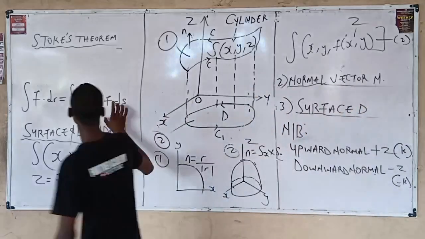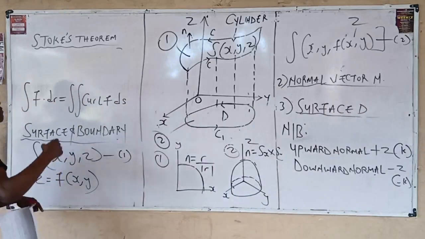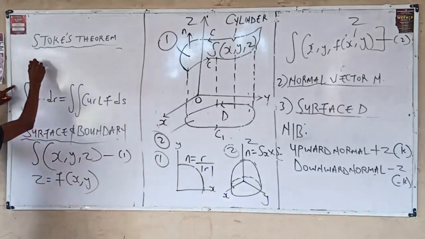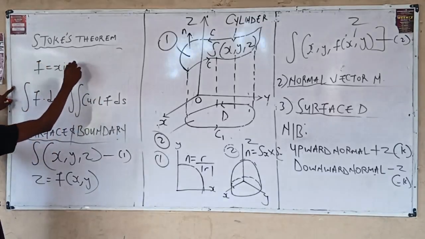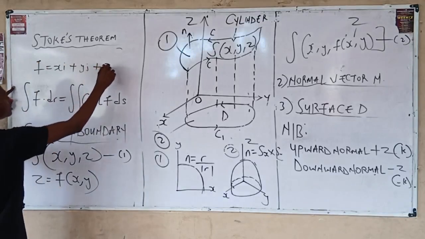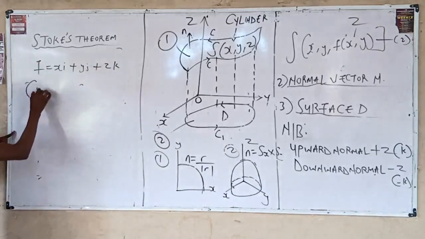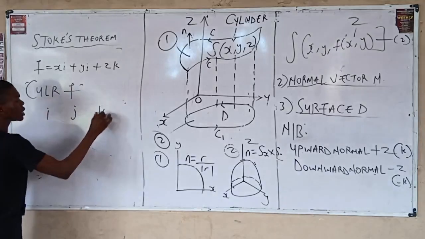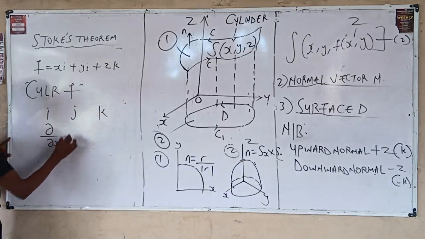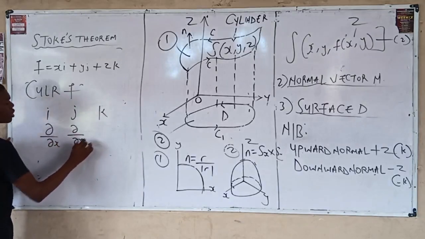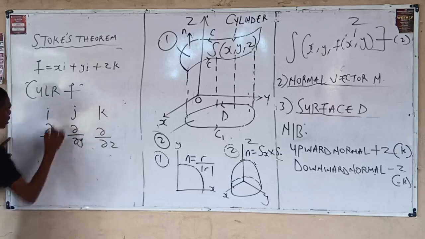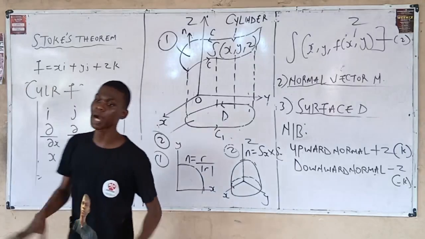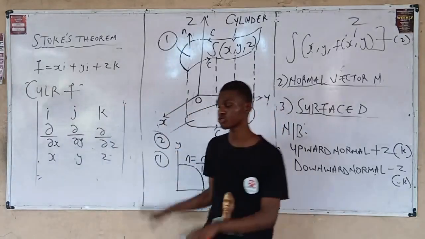diagrammatically. Now, for the last one, F is a vector field which will always be given as xi plus yj plus zk. I'm going to find the curl of F by formula: i, j, k, partial d over dx, d over dy, d over dz, then x, y, z. Then perform your determinant. So this is all when it comes to Stokes theorem.